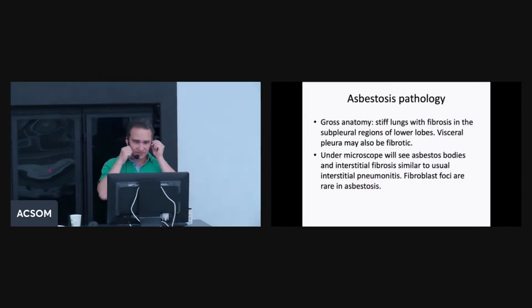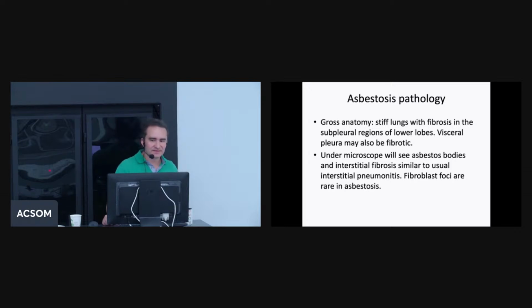So what you're going to see if you take a tissue on the gross anatomy, you'll see stiff lungs with fibrosis in the subpleural regions of lower lobes, and then the fibrosis may involve the pleura itself as well.